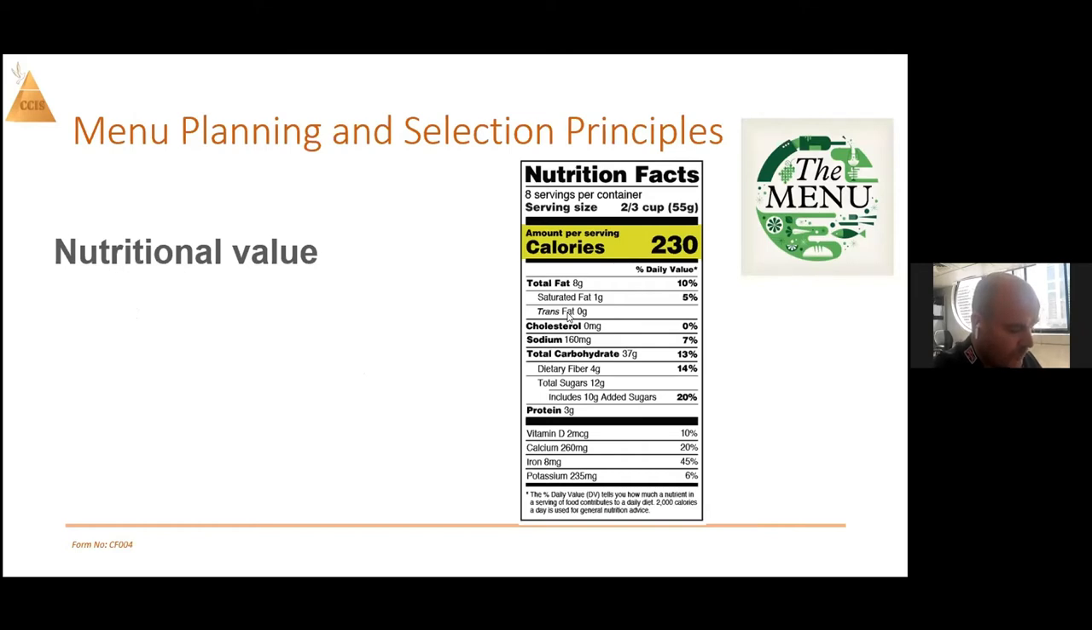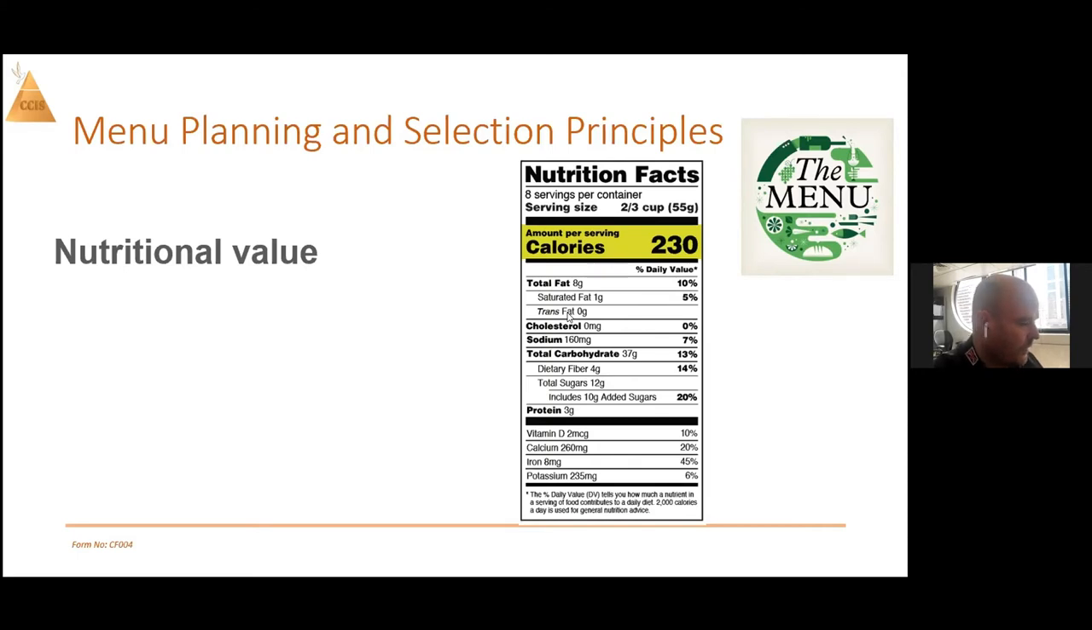Okay, so let's look at the different principles. These are different things we need to look at. Obviously, the first one I would say is nutritional value. If you are buying any products, usually on the packaging you will see a nutritional fact sheet to give you a breakdown of calories, fats, cholesterol, sodium. Most things have sodium, which is salt. Carbohydrates. And then vitamins, minerals, and things like that. So we need to understand what nutrients an ingredient is going to add to our dish, which is then going to add to our menu.